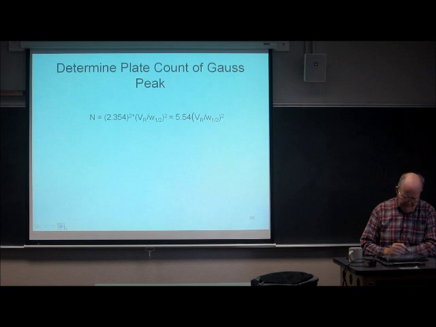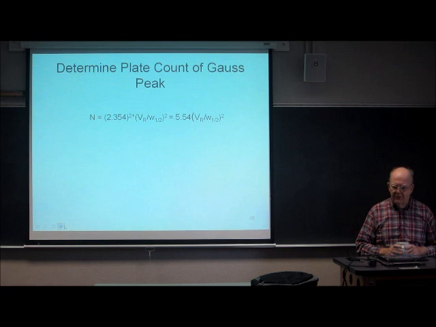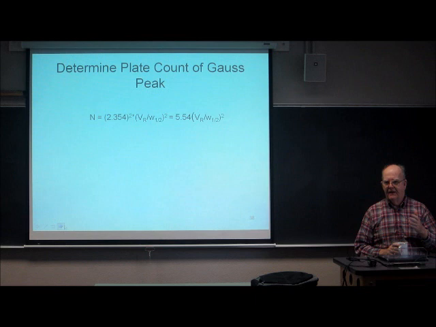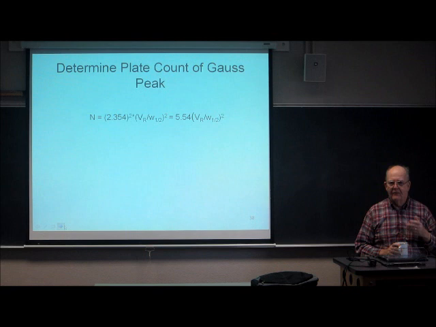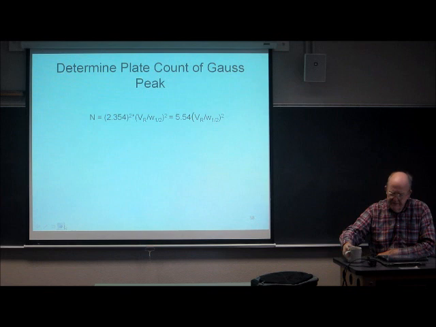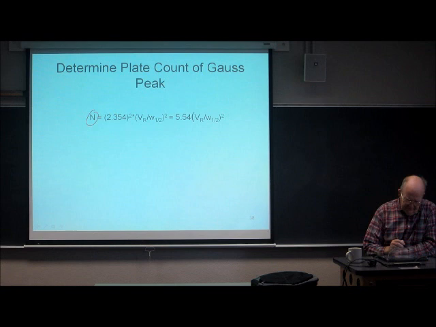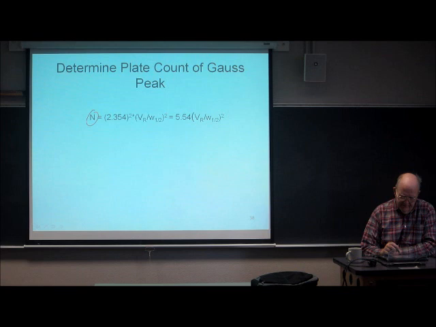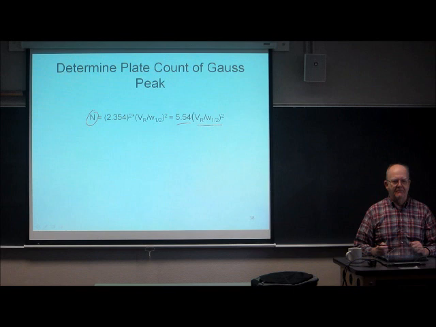Okay, now suppose you have a peak which is tailed. How do you calculate a plate count? Well, you have a problem, because this equation, n equals VR divided by the peak half width squared, times 2.354 squared, or 5.54 times this squared, only works for a Gaussian peak. This was derived assuming that the peak was Gaussian.